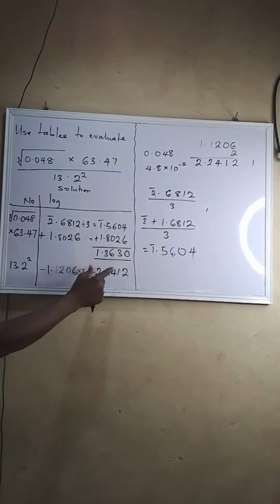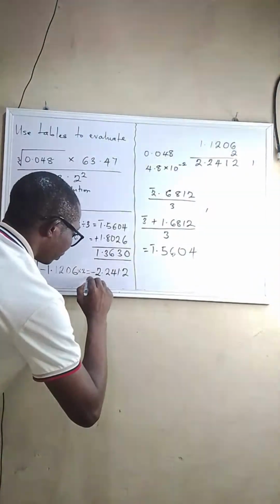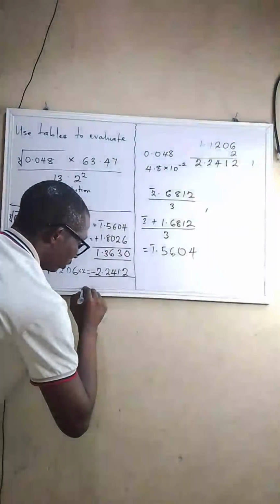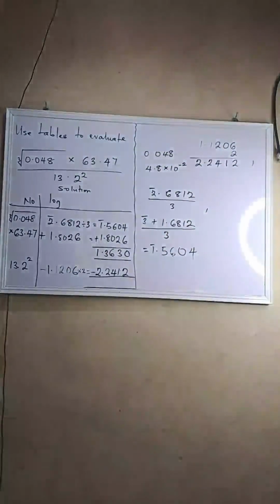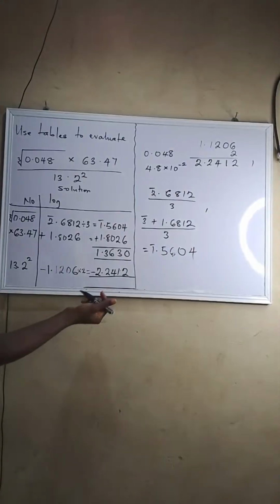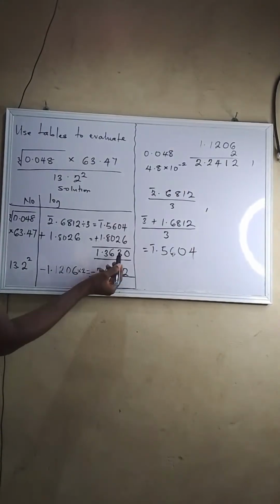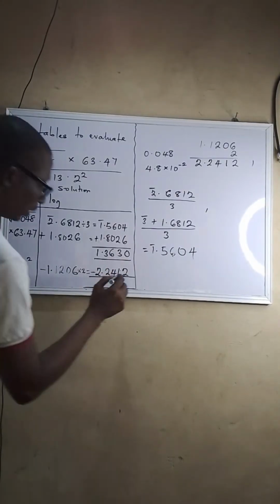Okay, so this is the denominator and this is the numerator. We are going to subtract this from this. Now let's do the subtraction here. 0 minus 2, so we have to borrow 1. That's 10 minus 2. That gives you 8.